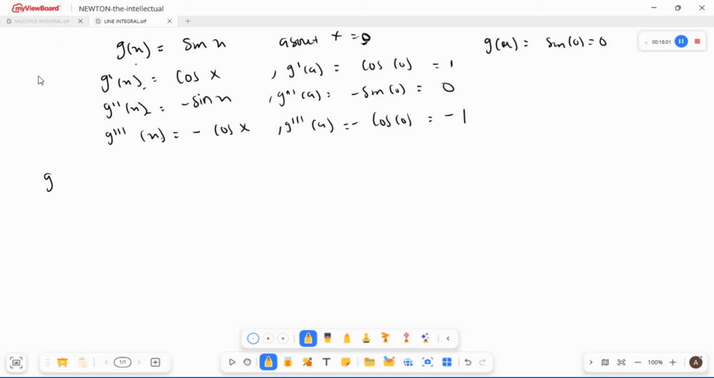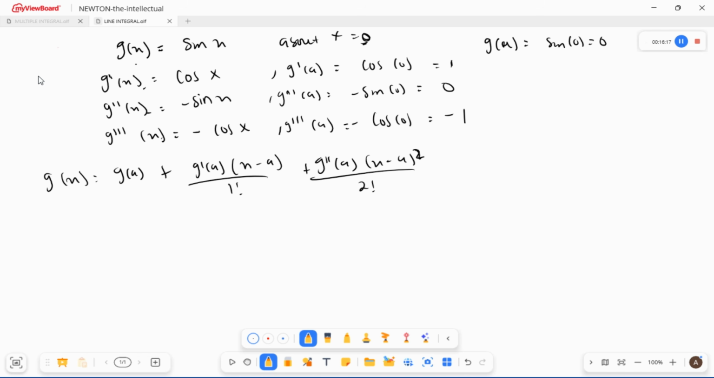So we're going to just write our formula. So we have g of x is equal to g of a plus g prime of a in bracket x minus a over 1 factorial plus g prime prime of a x minus a squared over 2 factorial plus g prime prime prime of a x minus a cube over 3 factorial. And now we can stop because we have gotten our first term, second term, our third term, and then our fourth term. So all the terms are complete.